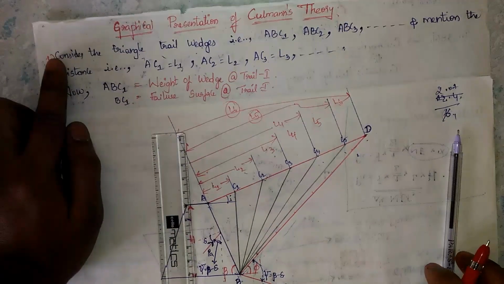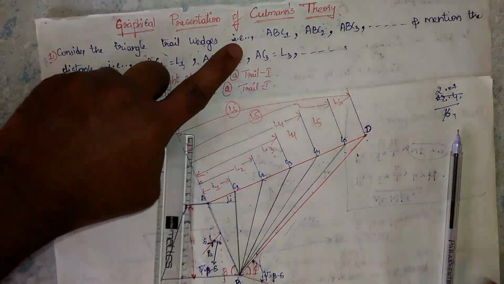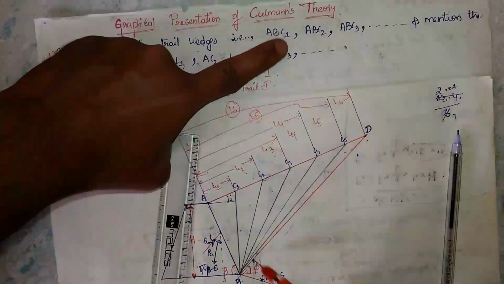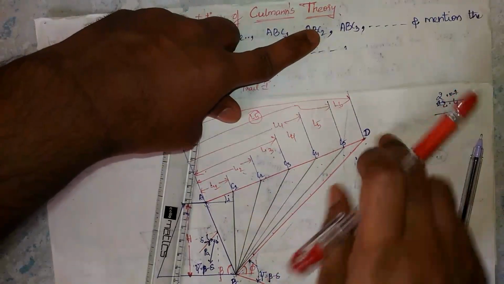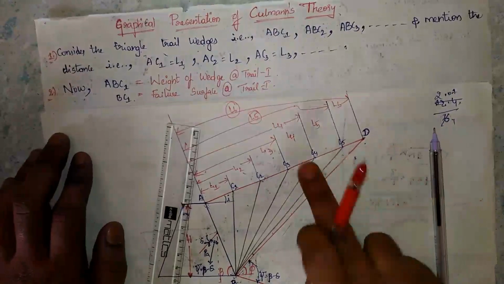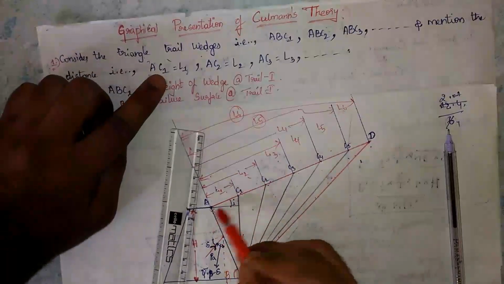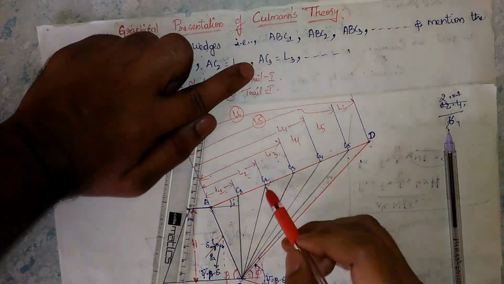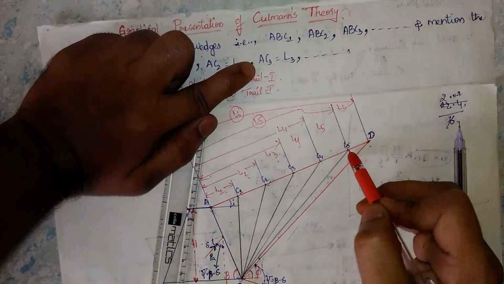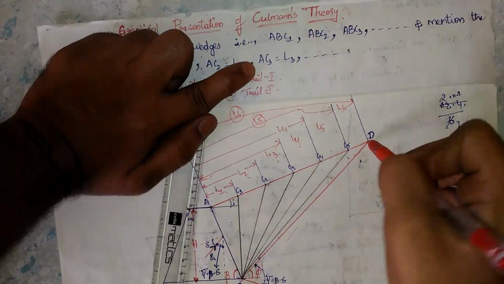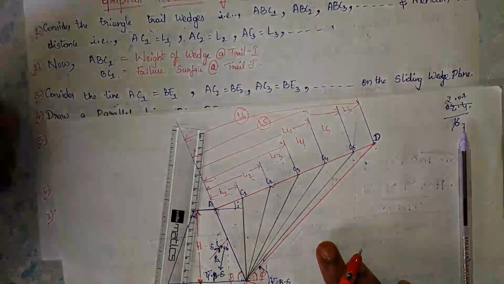Again I am explaining. Consider the triangular trial wedges, that is ABC1, next ABC2, next ABC3, and so on, if we have taken 6 trial wedges. Next, mark the distances AC1 equals L1, AC2 equals L2, AC3 equals L3, AC4 equals L4, AC5 equals L5, and AD, the last distance, is L6.